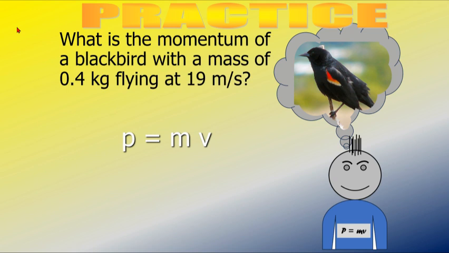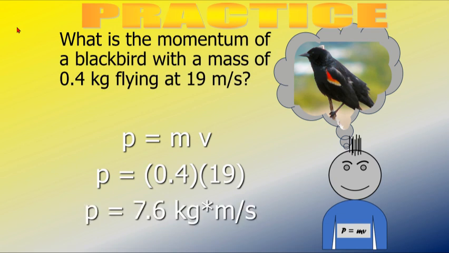What is the momentum of a blackbird with a mass of 0.4 kilograms, flying at 19 meters per second? Look how easy this is. You just multiply the two numbers together, the mass and the velocity, and you get the momentum. This blackbird has momentum of 7.6. With this, we can tell how hard it would be to stop the blackbird.